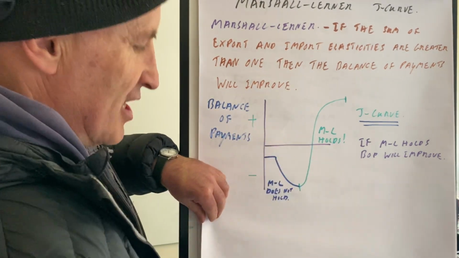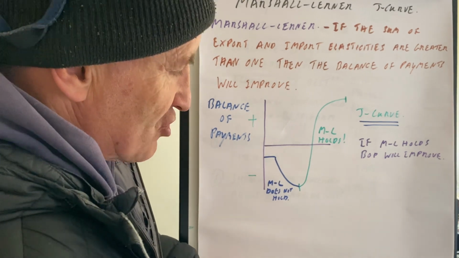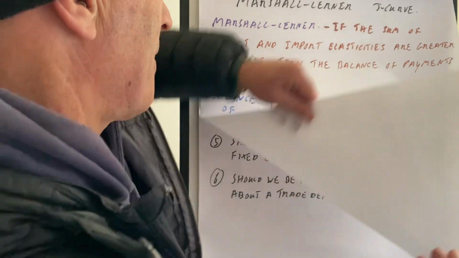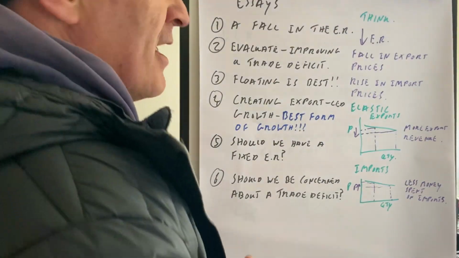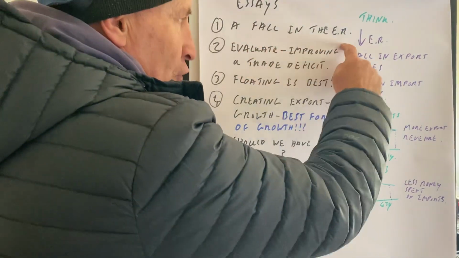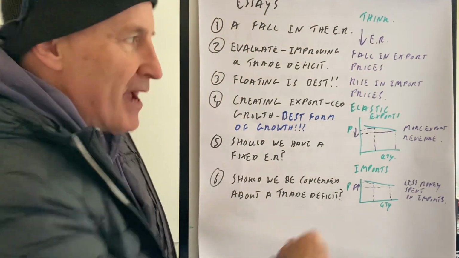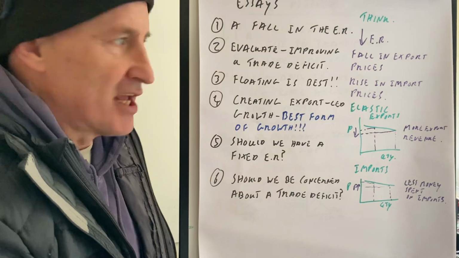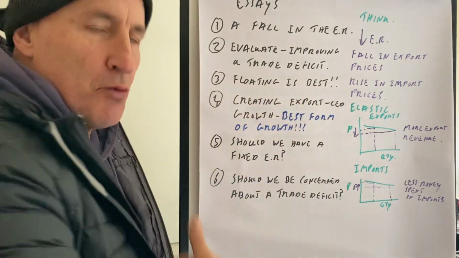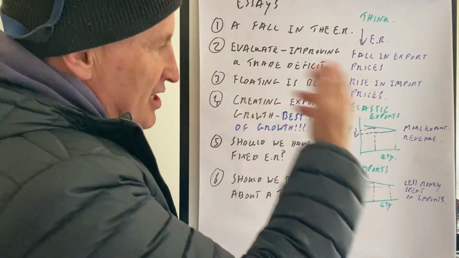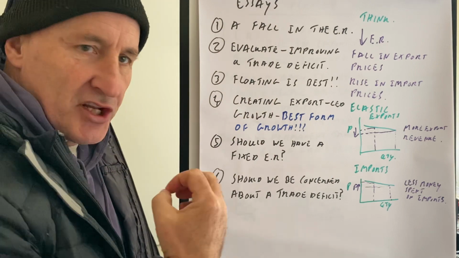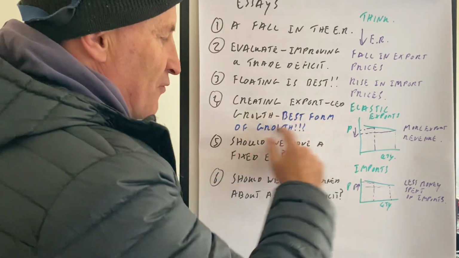Okay, but this is the theory behind it, which says that if the exchange rate goes down, in theory, your balance of payments will definitely improve. Okay, very, very quickly then. This comes up in all sorts of essays. It could come up in an essay, a fall in the exchange rate, or evaluate how you can improve a trade deficit, or it could be floating is best because if you have a trade deficit, you will get rid of the trade deficit because the exchange rate will fall, or you reduce the exchange rate to get export-led growth, which is one of the best forms of growth.